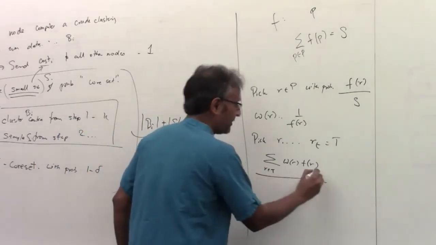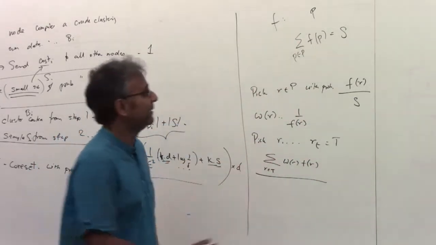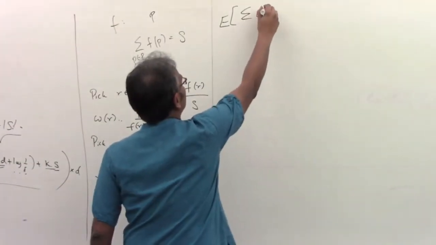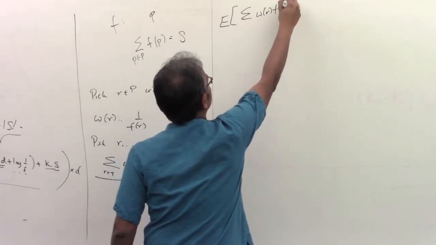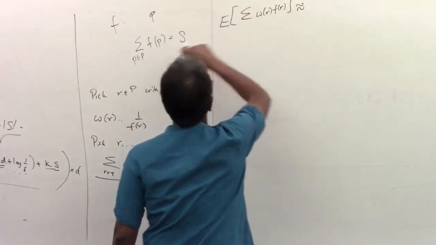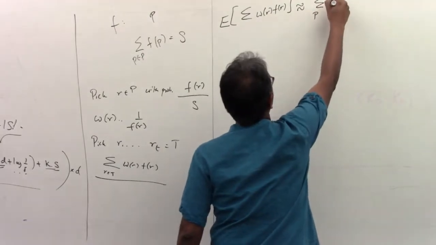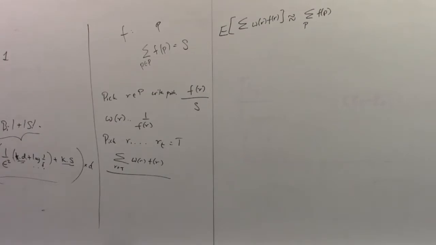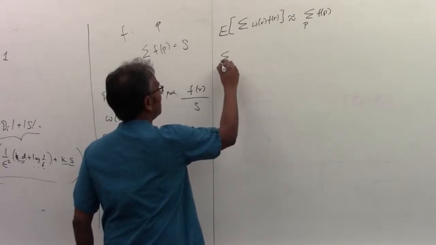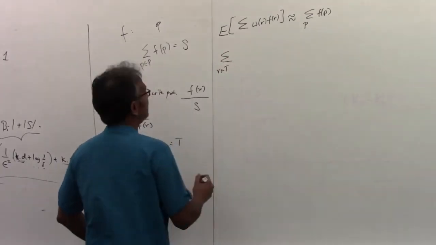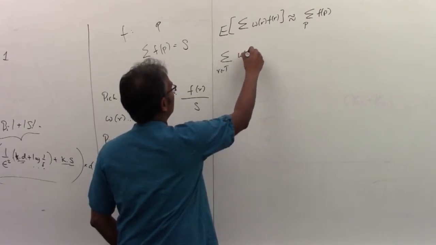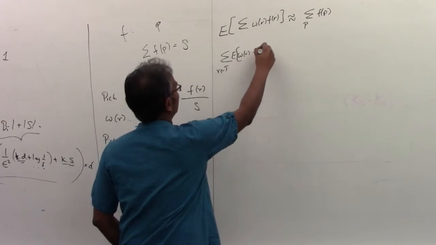So I want this quantity to be close to that quantity. In other words, this is a random value. I want the expected value of the sum of w_r f(r) to be close to it. And then the question is, how am I going to do that? I can rewrite this as the sum over all r belonging to the set T of w_r times the expected value of f(r).